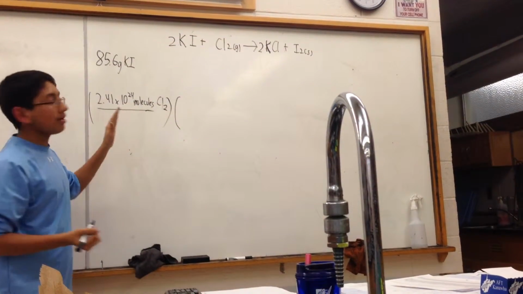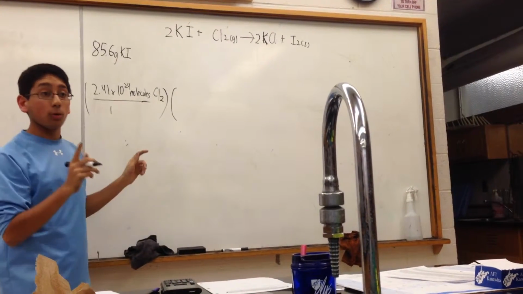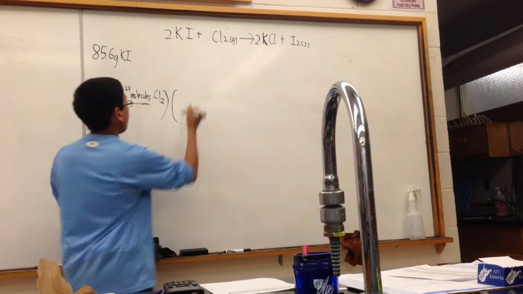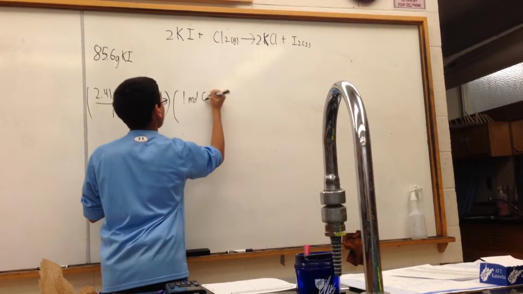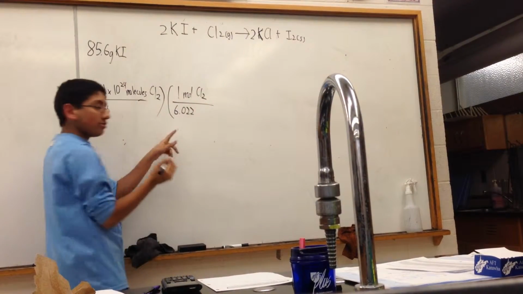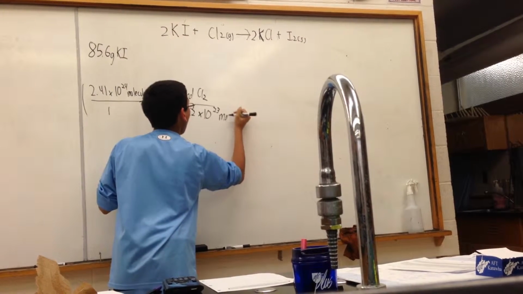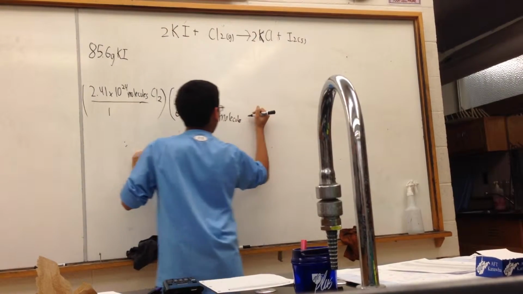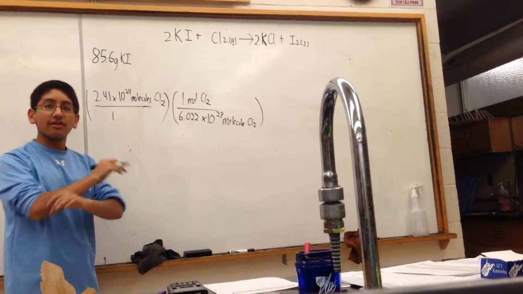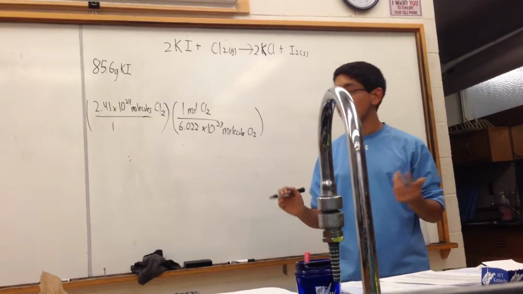So how are we going to start getting this to grams? First, we should convert this to moles. A number should be popping into your head: Avogadro's number. For every mole of Cl2, there's 6.022 times 10 to the 23rd molecules of Cl2. Because a mole is 6.022 times 10 to the 23rd of anything. A mole of eggs is 6.022 times 10 to the 23rd eggs.